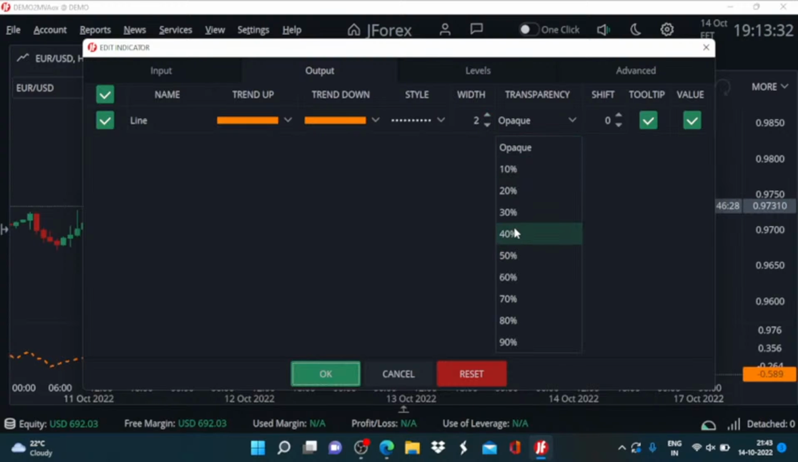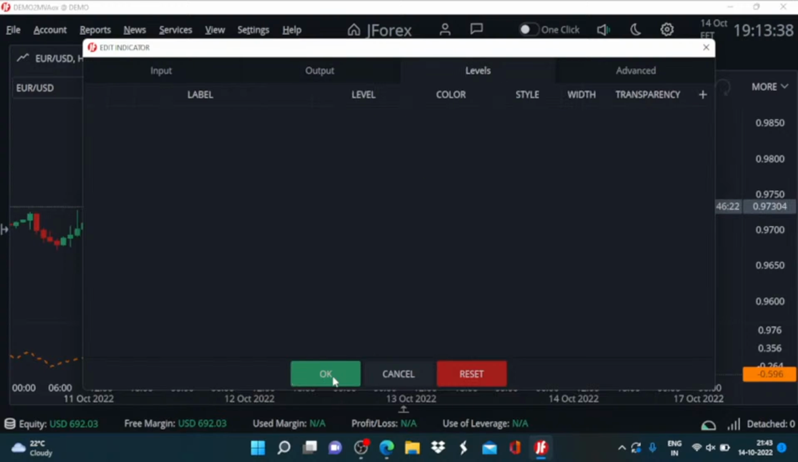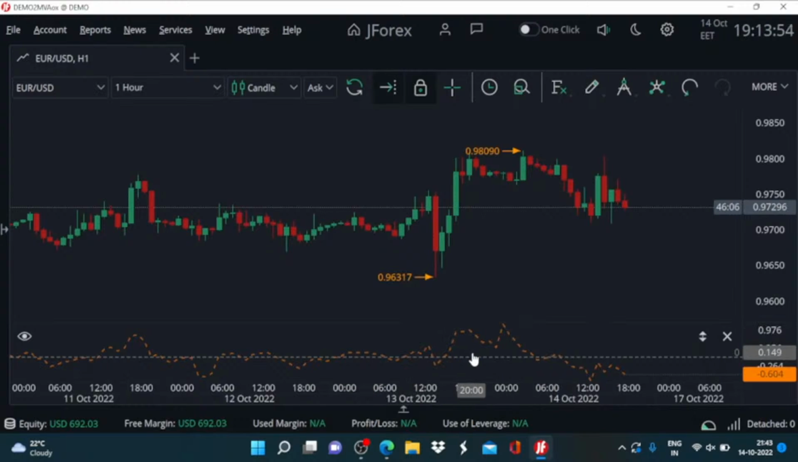Transparency: if you don't want the indicator to look too prominent on the chart, you can even decrease its transparency. If you want to add any level, if you want any particular price to act as your defining parameter. Now here I have added 0 as a critical marker, so it becomes easier for me to see what the momentum is and how it is shifting.